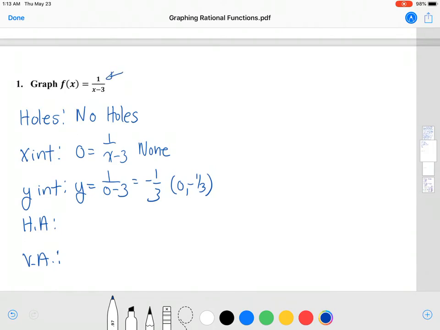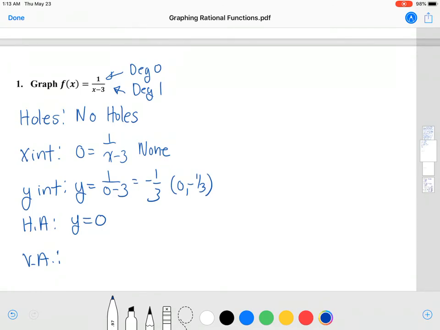So in this case, the degree of the top is 0, and this is degree 1. So, because the bottom is bigger than the top, or I could say the top is smaller than the bottom, if you look at those 3 rules, you're going to find that a horizontal asymptote is going to be y equals 0.